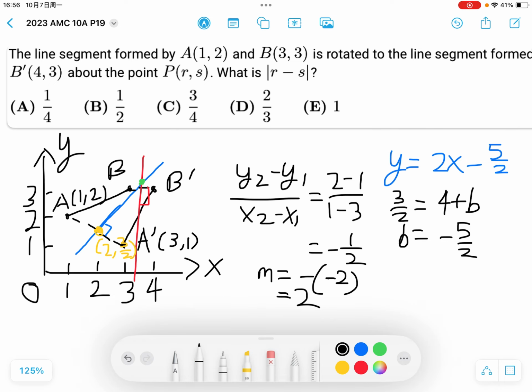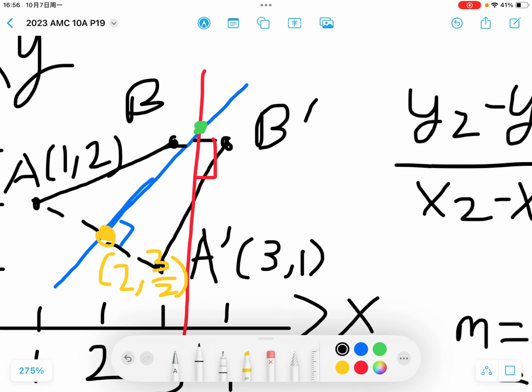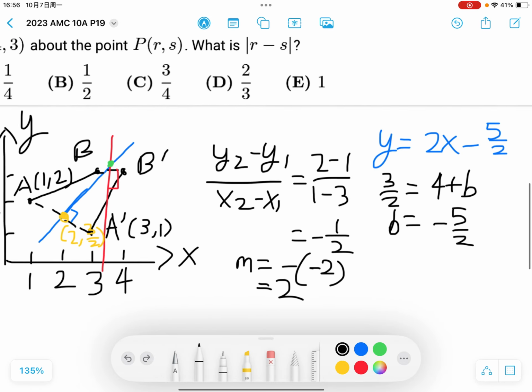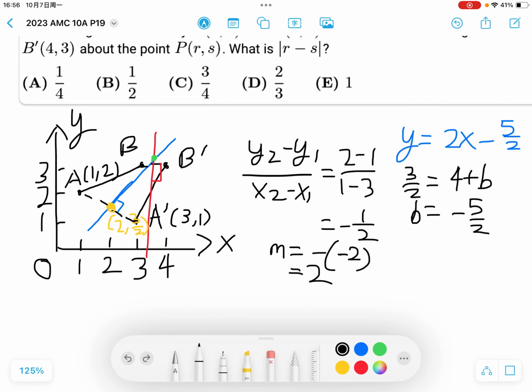Well, let's just first find the slope of this line here, BB prime. The slope of BB prime is just y2 minus y1 over x2 minus x1. Now B is 3, 3. B prime is 4, 3. So the slope is gonna be 0. So we know that the slope is 0. And this means that the slope of this line is also 0.